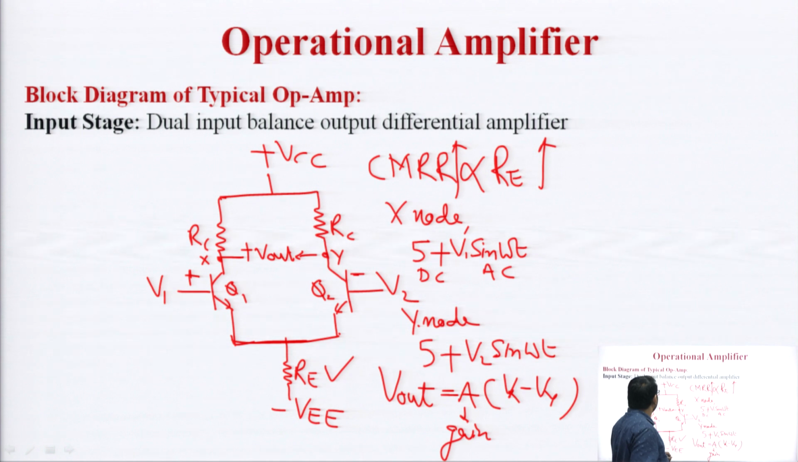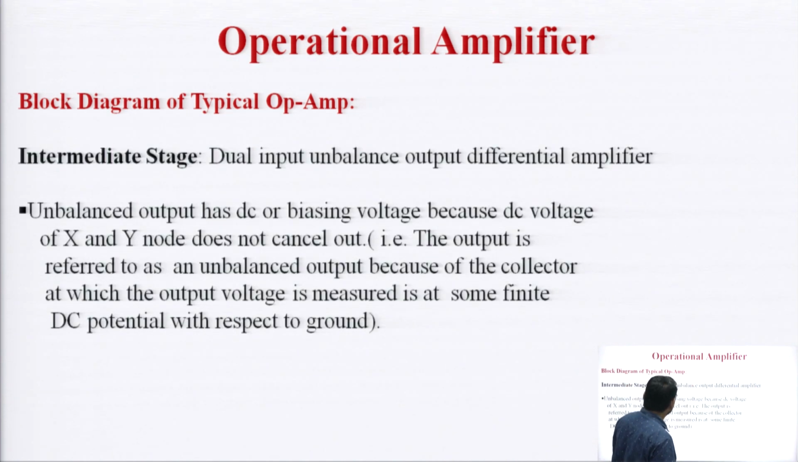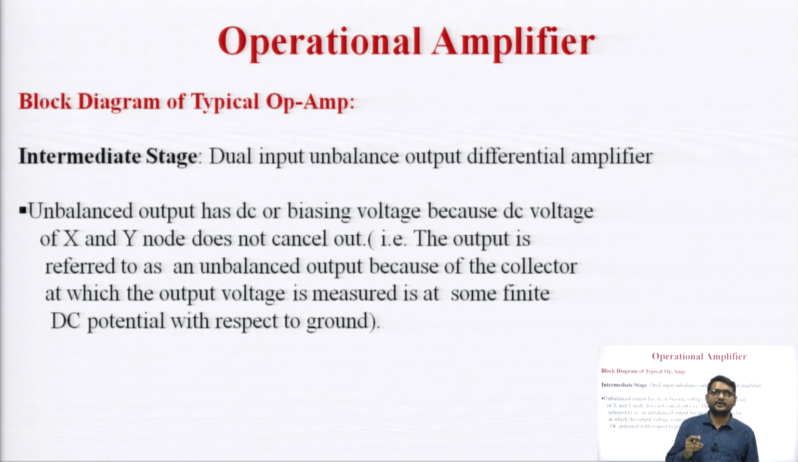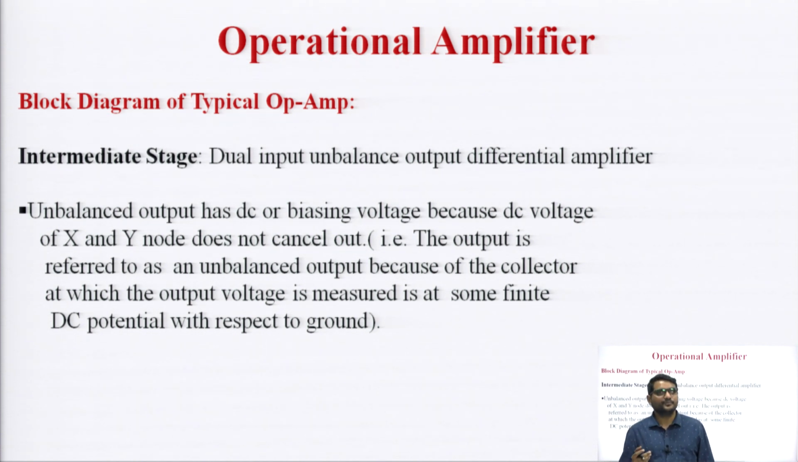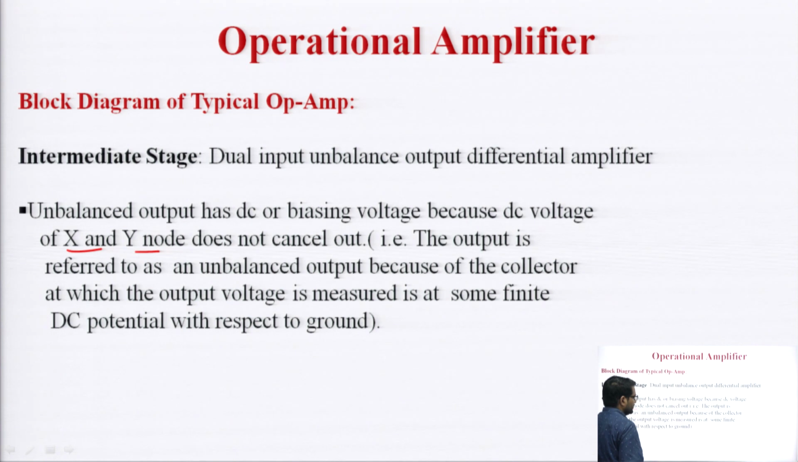This is the first input stage. Second is the intermediate stage. The intermediate stage has dual input and unbalanced output. Unbalanced output means it does not cancel the DC biasing voltage. Okay. Unbalancing means here it does not cancel out the DC biasing voltage.